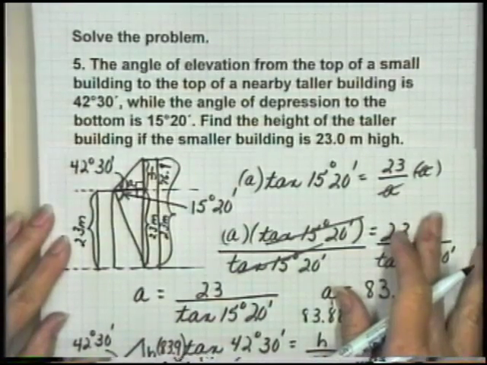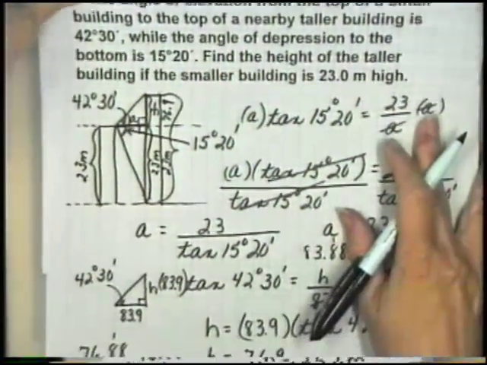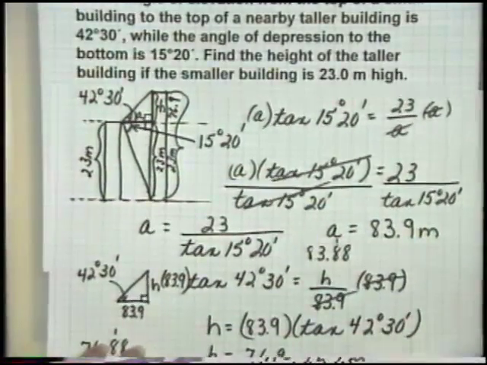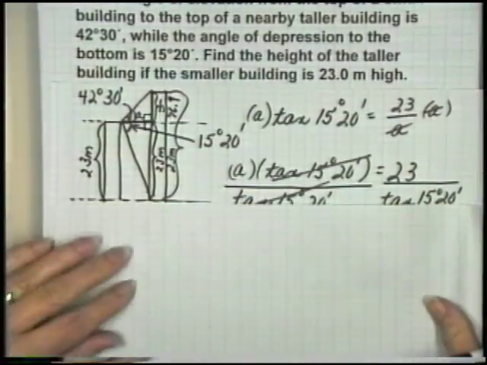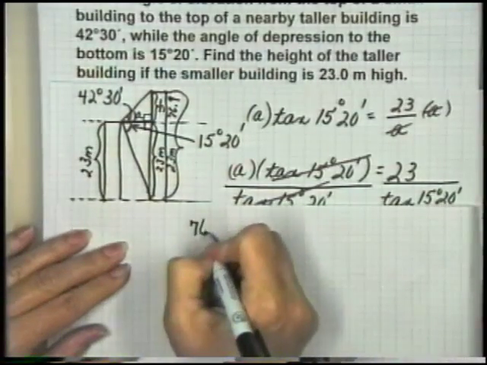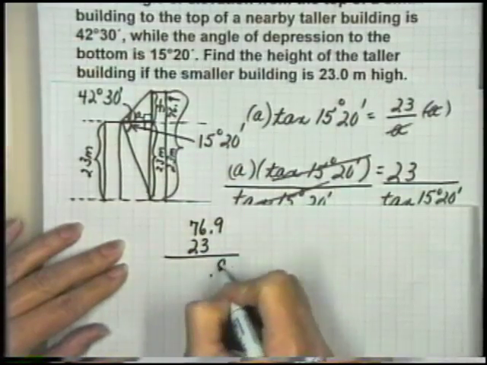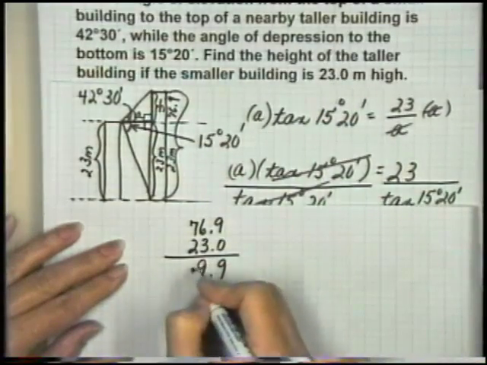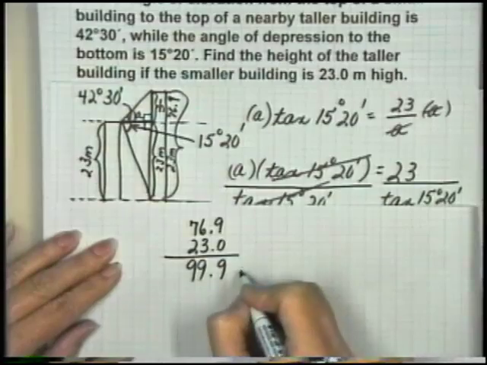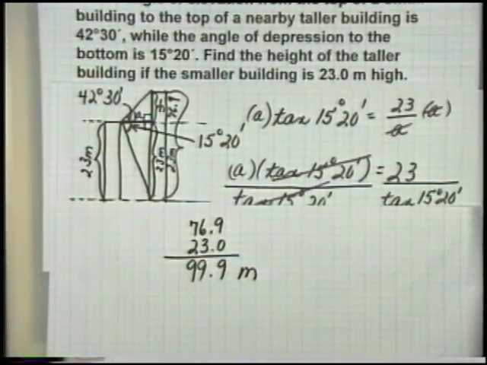To find the height of that taller building, what will I need to do? I'll need to add this to that. So let's do that. We will say 76.9 meters. We will add that to the 23 meters, which of course was given to us as 23.0. And we will get that that building is 99.9 meters high.